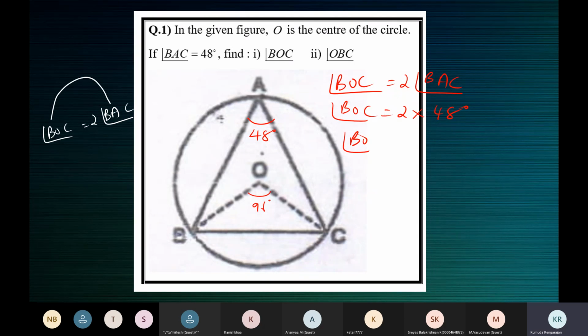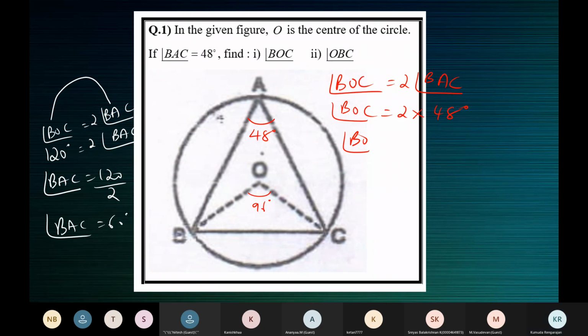Now, supposing angle BOC is given, say 120. 120 is equal to 2 into angle BAC. So angle BAC is equal to 120 by 2. Understand a different situation. BAC is equal to 60 degrees. Just write this rule and substitute accordingly in the appropriate place.